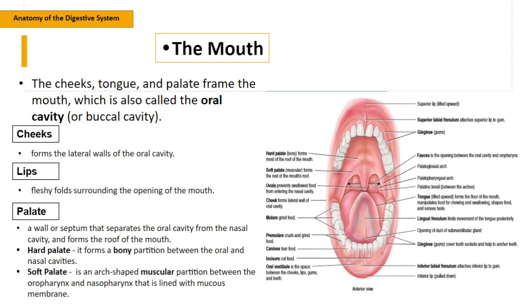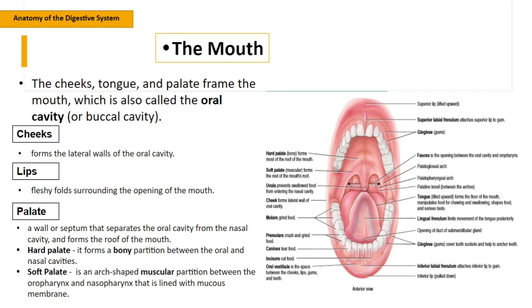So what is the difference between the two? Our hard palate, it forms a bony partition between the oral and the nasal cavity. Ang tawag sa kanya is hard palate because it is bony. At ano nga bang parang texture ng mga bones? Di ba? Matigas sila. It is hard. That's why ang tawag sa kanya is hard palate. We also have your soft palate, which is an arch-shaped muscular partition between the oropharynx and our nasopharynx that is lined with mucous membrane.